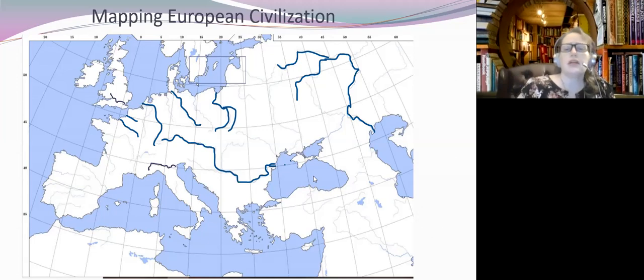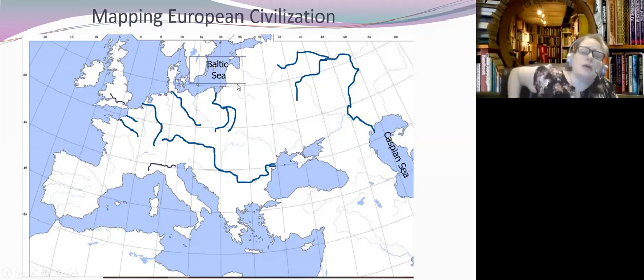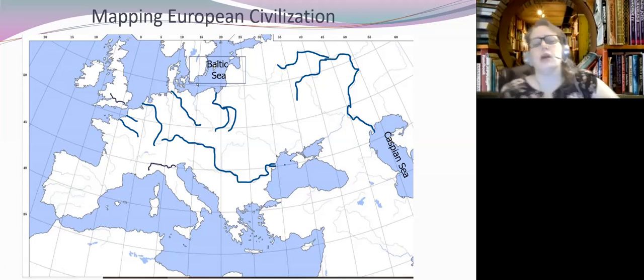Let's start by looking at a few of the rivers. Now, I've put more rivers on this map than are actually on your map list, and I'll explain why in a minute. The first thing to keep in mind when you're doing your map: always find your bodies of water first, and those aren't going to move. Use the bodies of water as a landmark as you're moving in.